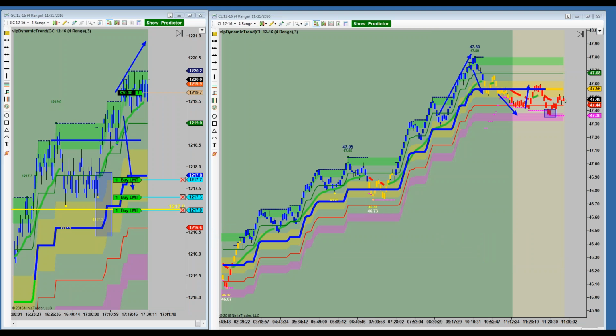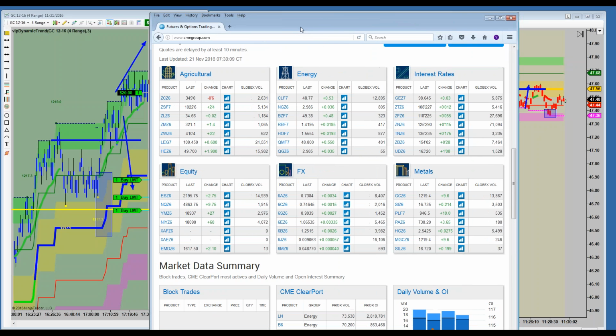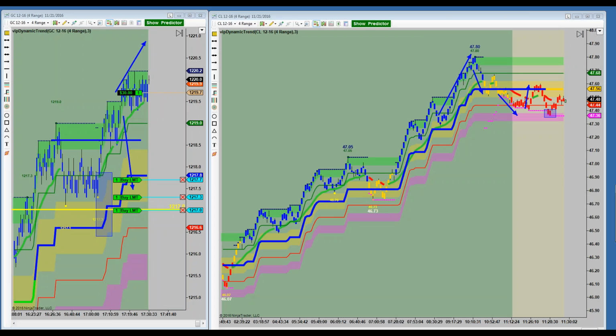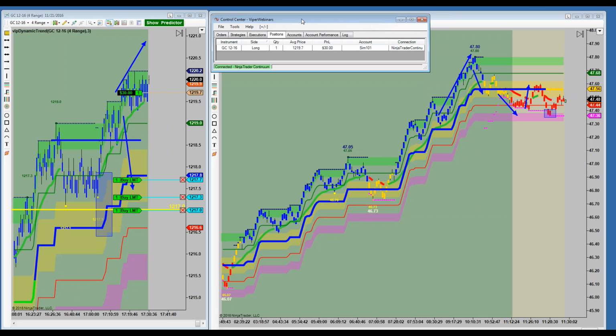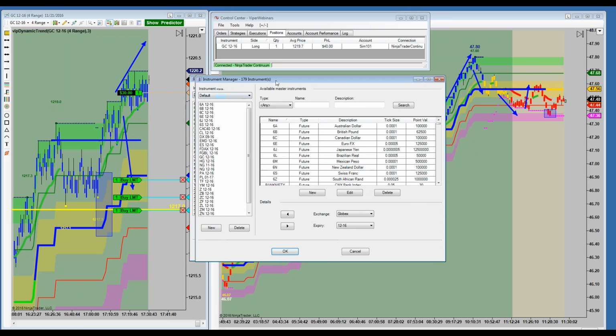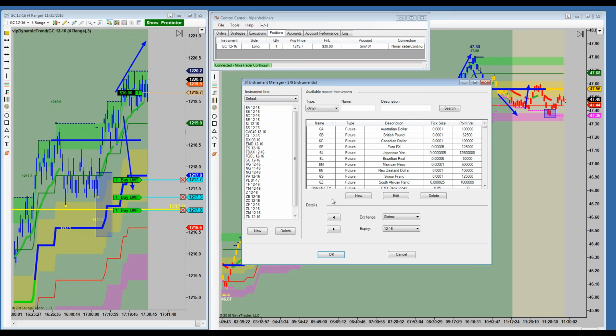So we went to CMEgroup.com. In the case of crude oil, we are talking about energy. Under energy, you go to this top one, which is the crude oil futures, and you see here it says January of 2017. Then we come to our instrument manager inside of NinjaTrader. It's your little panel thing right here, control center. Then you go to Tools, Instrument Manager. Now here's all your futures instruments right here.